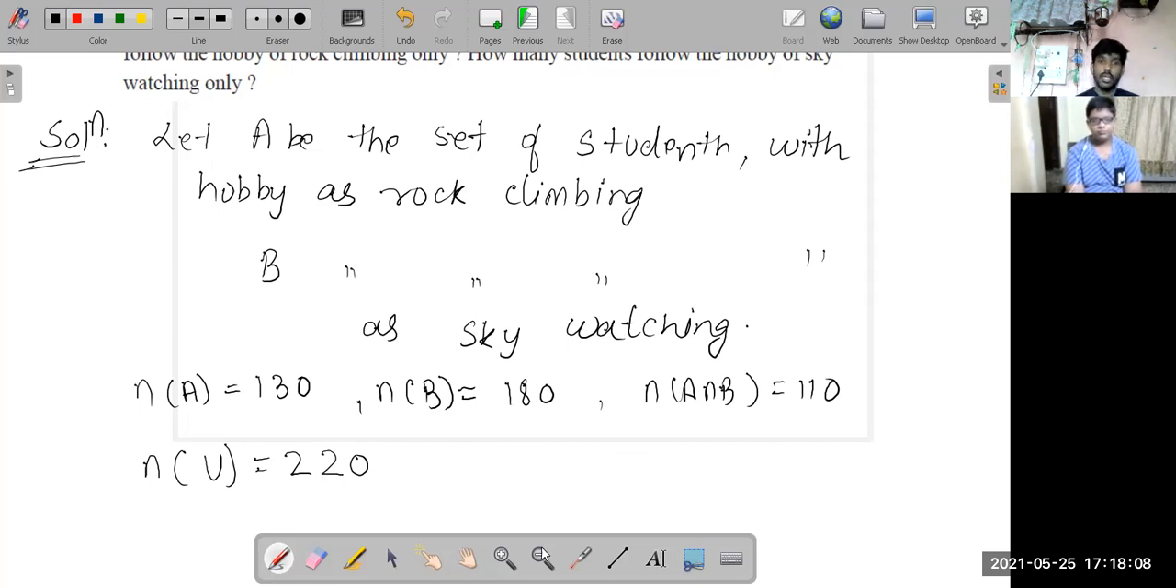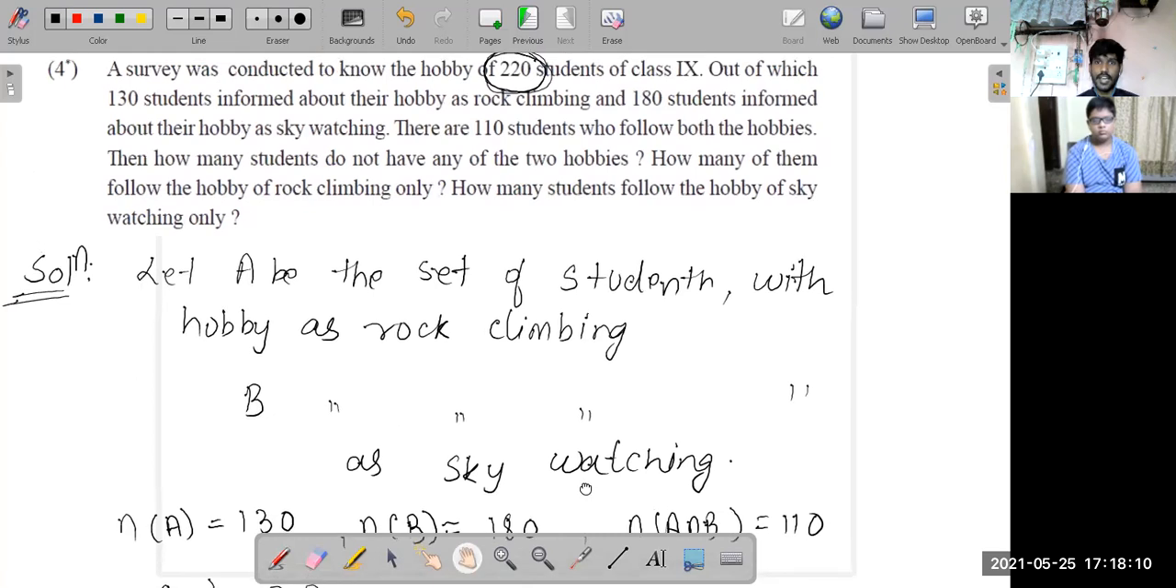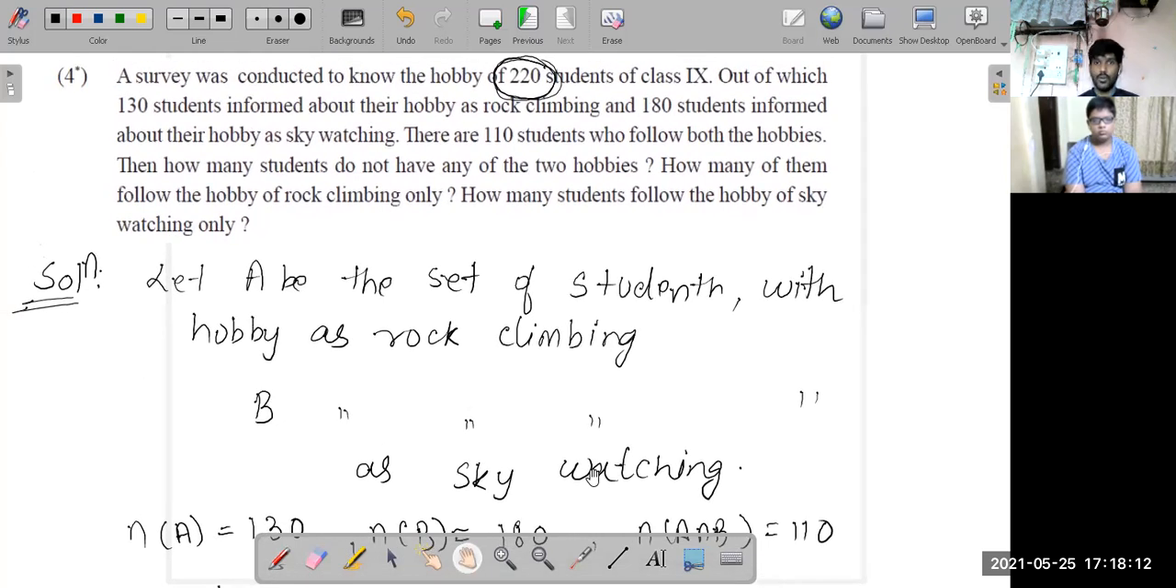Okay. Now read the question again and see what has to be found out. There are three things that you have to find out. Can you tell me what are those three things? First is how many students do not have any of them. This is the first thing that you have to find. Then how many of them follow the hobby of rock climbing only. And then third one, how many students follow the hobby of sky watching only.